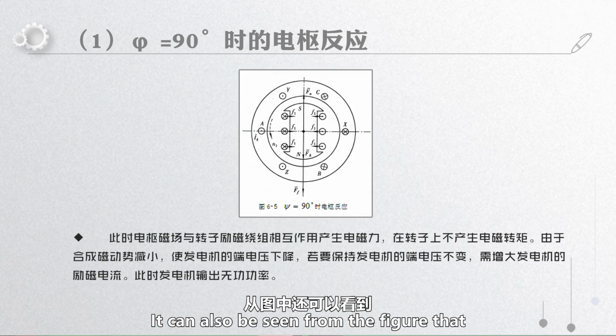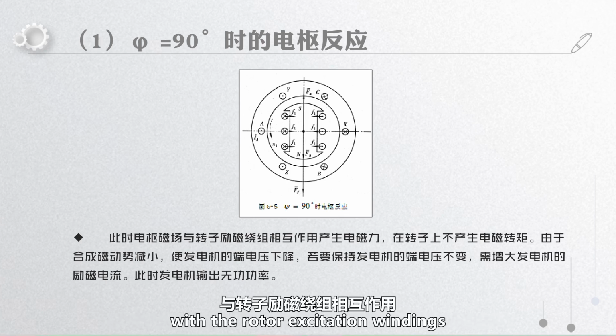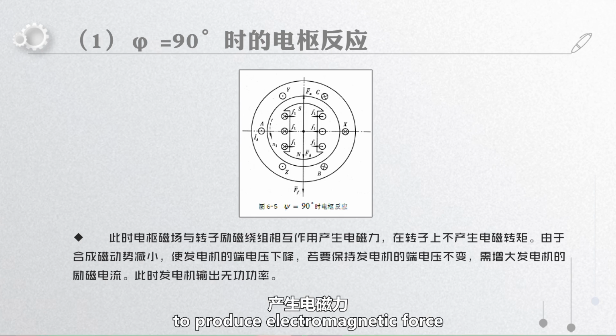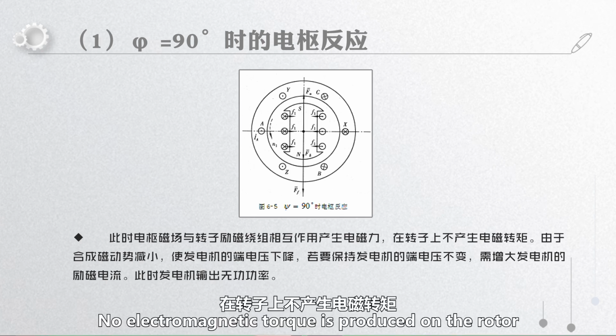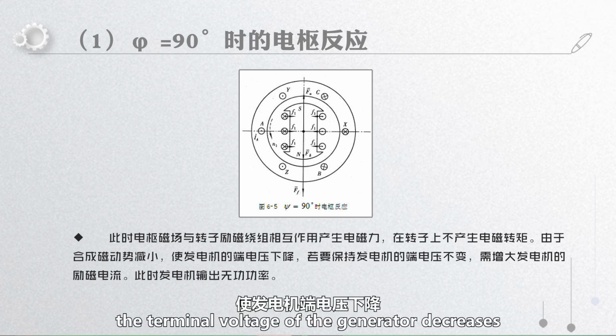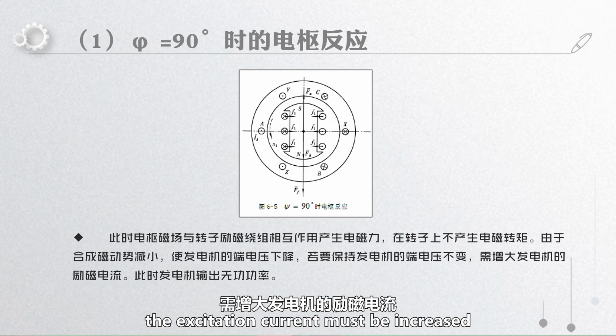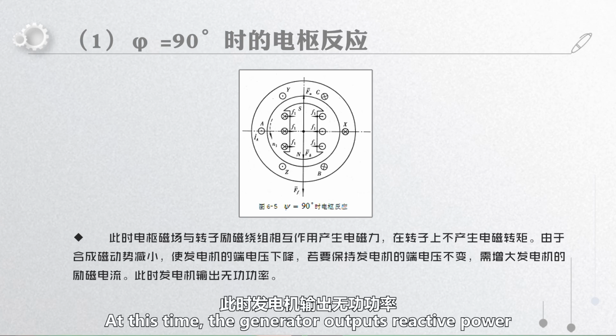It can also be seen from the figure that, at this time, the armature magnetic field interacts with the rotor excitation windings to produce electromagnetic force. No electromagnetic torque is produced on the rotor. Due to the reduction in the combined magnetomotive force, the terminal voltage of the generator decreases. To maintain the generator's terminal voltage, the excitation current must be increased. At this time, the generator outputs reactive power.